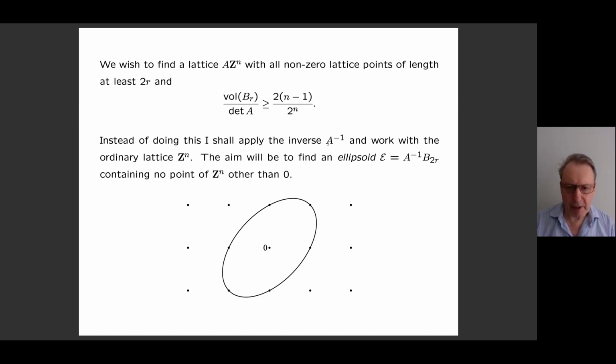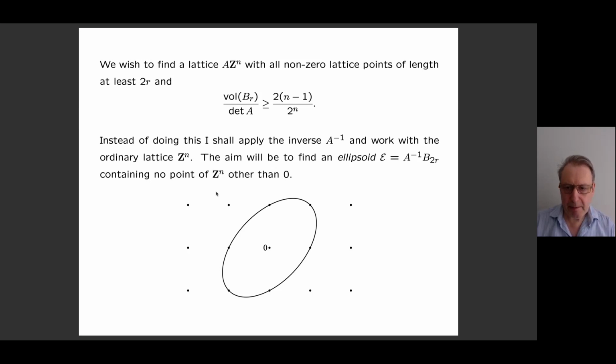There's a generalization of Minkowski's result called the Minkowski-Hlawka theorem, in which the same thing happens. So instead of doing this, I'm going to apply the inverse matrix, A inverse, to the whole picture, as it were. And so I'm going to work directly with the ordinary integer lattice.